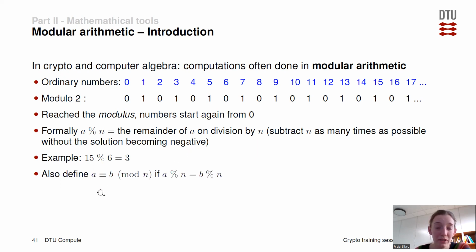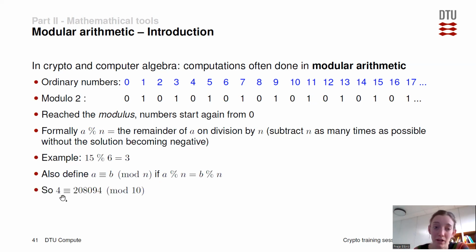I will also make another definition. I'll define that A is congruent to B modulo n if A and B have the same remainder when divided by n. So when I'm thinking about the numbers modulo n, I'm only thinking about the remainders modulo n, and everything else I'm just ignoring.